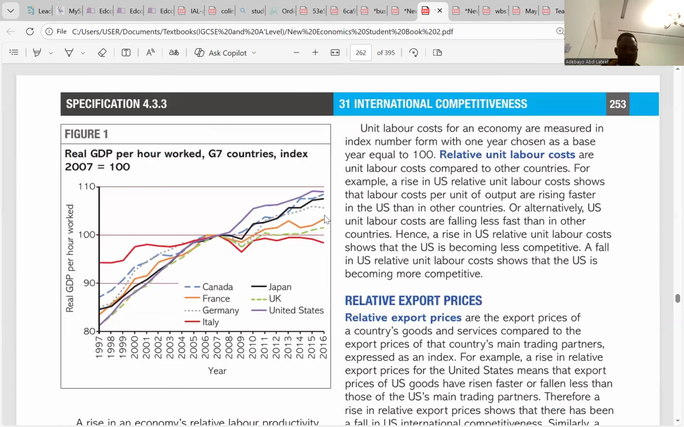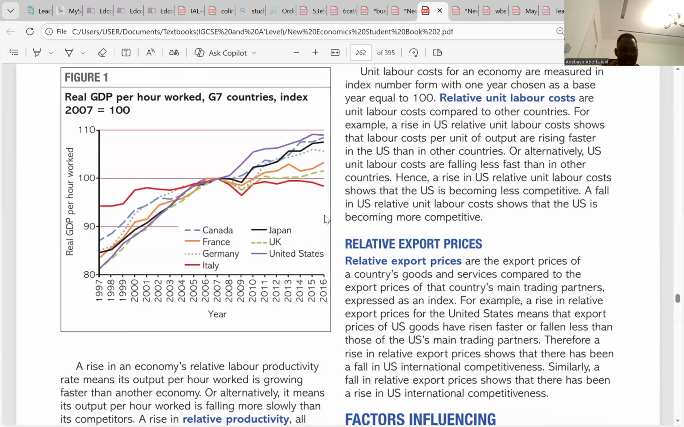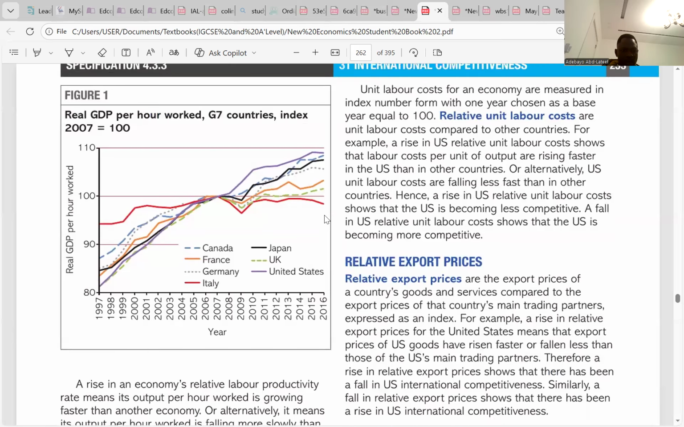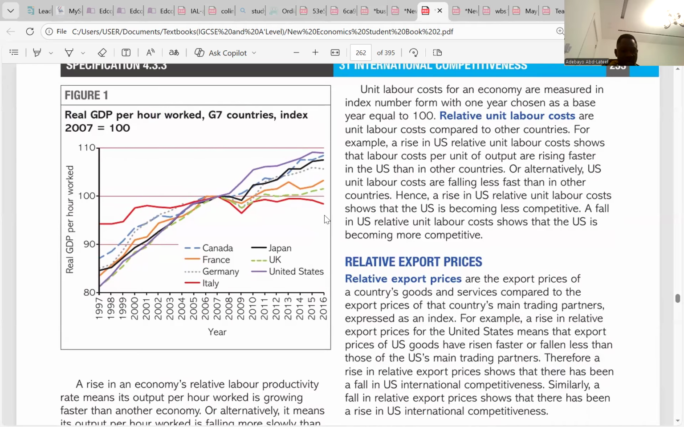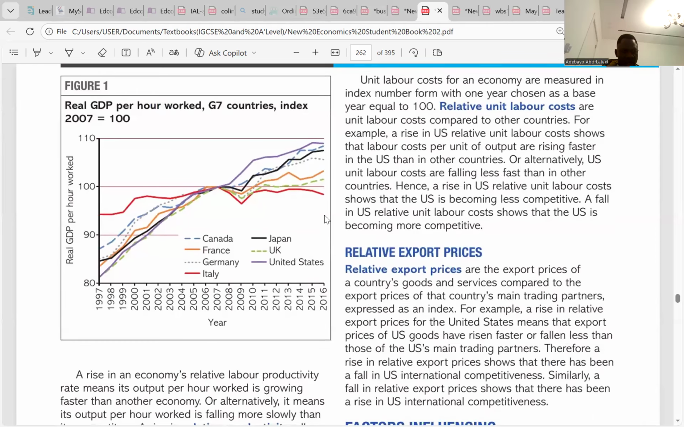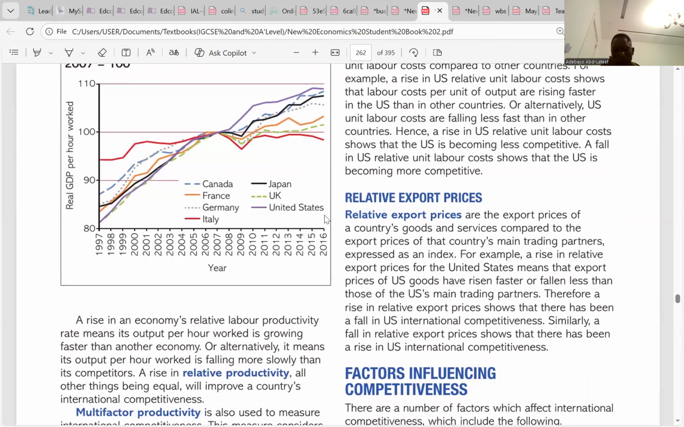So the GDP index for G7 countries, we have Canada, France, Germany, Italy, Japan, UK, and USA. According to the chart, the US is having better growth. So now, the point is about labor productivity, based on what we have seen here.